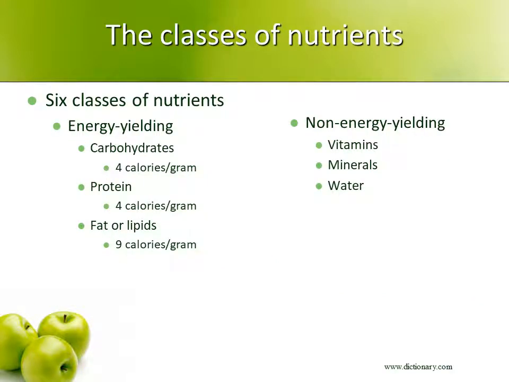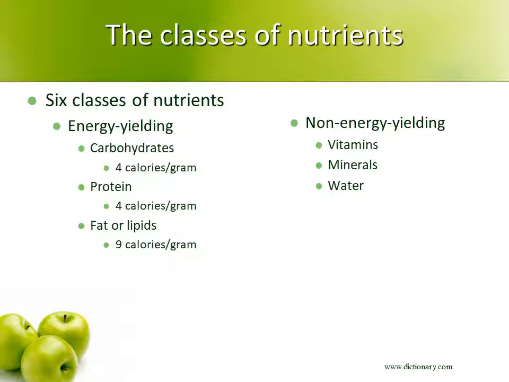You may be wondering, well, which of our nutrients are actually giving us energy? So that is going to be our carbohydrates, proteins, and fats. Those are what we consider our energy-yielding nutrients. Those are the ones that have the potential to be turned directly into ATP.